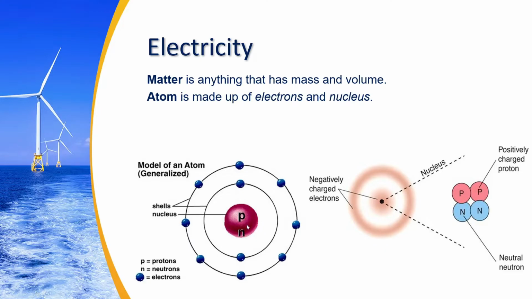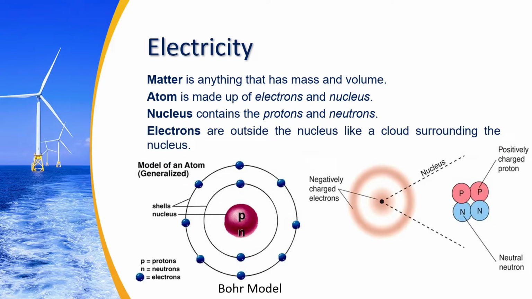So, itong nasa gitna is what you call the nucleus. Nucleus contains the protons and neutrons. Ang protons at neutrons ay may parehong mass, but proton has an electric charge while yung neutron ay wala. Tama? So, orbiting the nucleus are what you call the electrons. Electrons are outside the nucleus like a cloud surrounding the nucleus. Ito yun, yung mga blue circles. That's what you call the electrons.